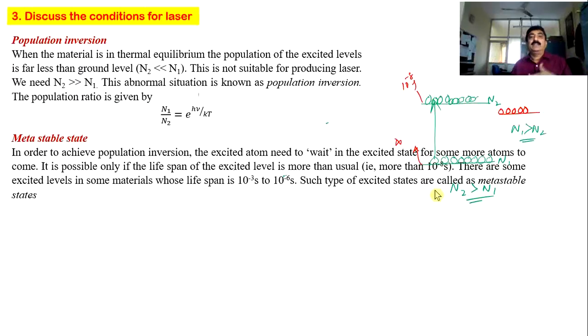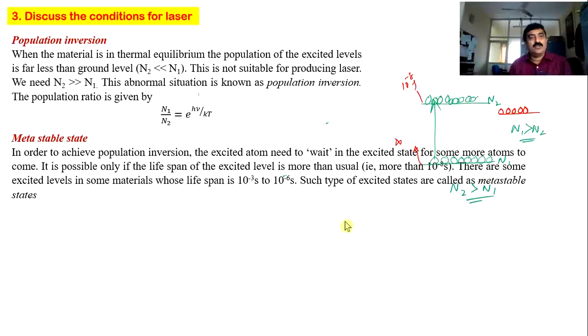Thereby the number keeps on increasing. Such type of excited state is known as metastable state. Okay, I have a metastable state, I have atoms in the ground state. Now I have to achieve population inversion. How to achieve population inversion? Just by sending the atoms from the ground state to the higher state.